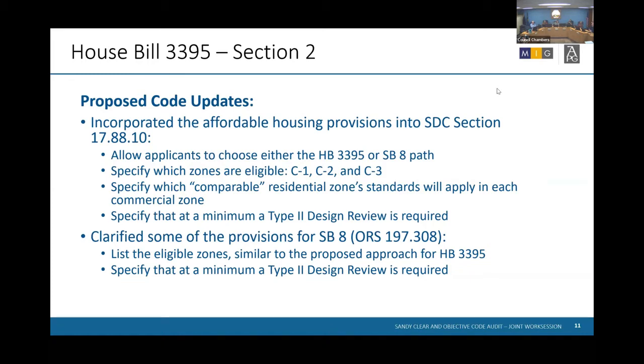Another thing that we specified in the draft code is what type of review procedure would apply, because the legislation doesn't provide that. So specifying that at a minimum, the type 2 design review would be required. It potentially could be elevated to a type 3 if there were variances requested, et cetera. But at a minimum, type 2 design review. And then, as Kathy mentioned, we clarified some of the provisions that were already in the draft for Senate Bill 8, looking at how these two sections lined up and adding some clarifications where we could, related to eligible zones, and then again specifying the type 2 design review procedure.